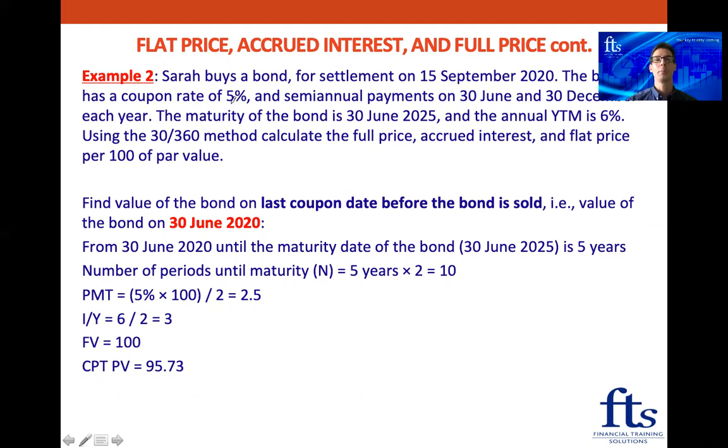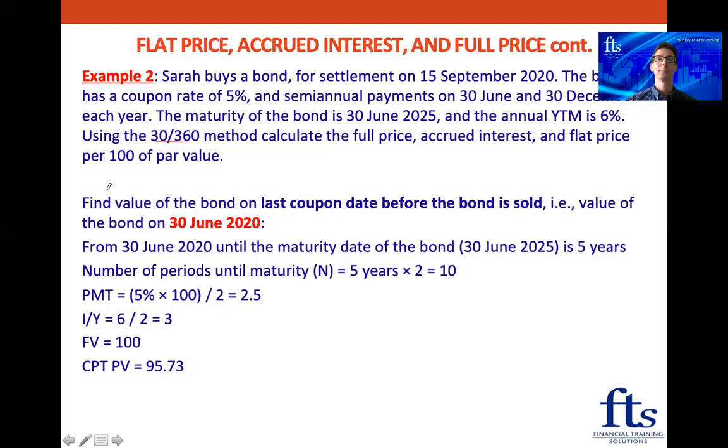So the bond has a coupon rate of 5%, semi-annual payments on 30 June and 30 December each year. The maturity of the bond is 30 June 2025, and the annual yield to maturity is 6%. So they want us to use now the 30-360 method. Thank goodness, because it's easier to calculate the full price, the accrued interest, and the flat price per 100 of par value. Sure, let's give it a go.